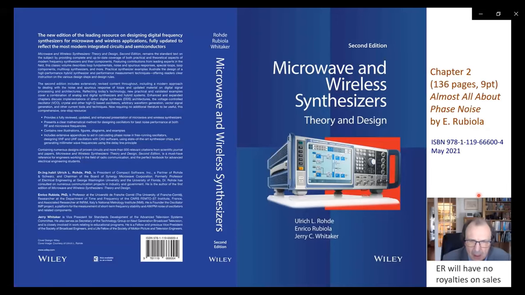Second, this is a large book on microwave and radio frequency synthesizers, and this book contains a large chapter on phase noise, variances, oscillators, and so on. This is published in May 2021. I'm not going to tell you where copyright goes, but I will get nothing.